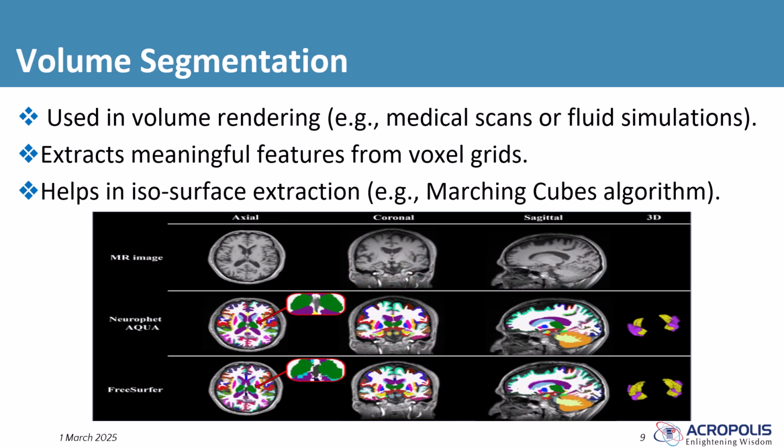Now let's move on to volume segmentation, which deals with 3D voxel grids commonly used in medical and scientific visualization. Imagine a 3D scan of the human body. Volume segmentation helps us isolate organs, tissues, or even anomalies for further study. Techniques like region growing, thresholding, or the marching cubes algorithm are often used to extract surfaces and structures from raw voxel data. This is critical in fields like biomedical imaging, fluid simulation, and even geological modeling.